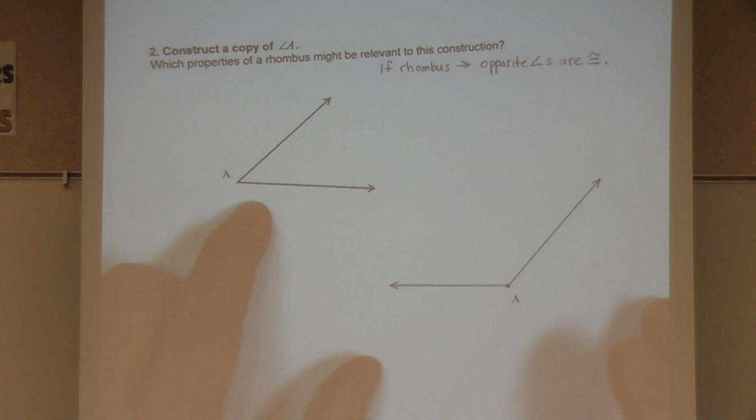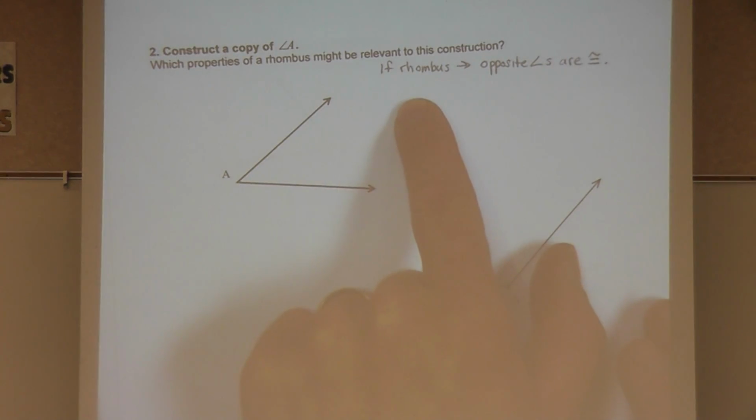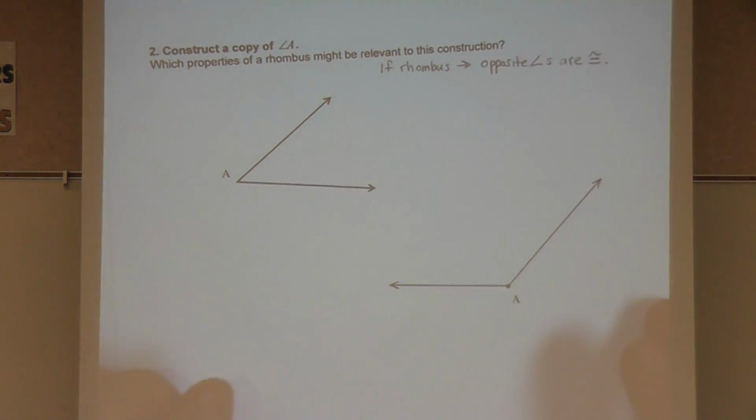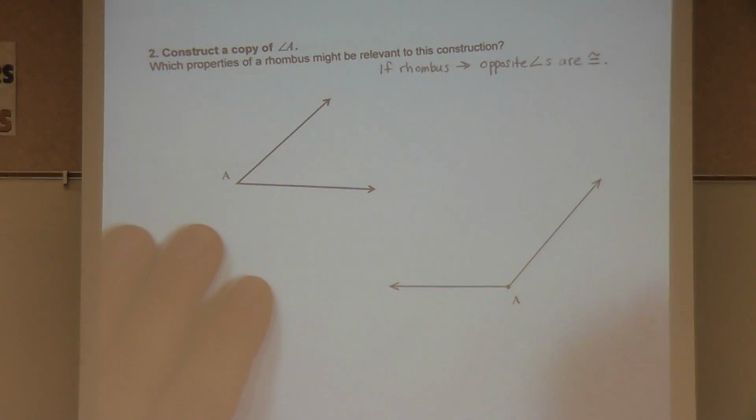So if I can turn this picture into a rhombus, the angle A and the one that's away from it will be congruent. To do the construction, I need to go back to the definition now. A rhombus has 4 equal sides. Right now I have 2 rays, which means I have no equal sides. Right? I don't have any of these with a fixed length.